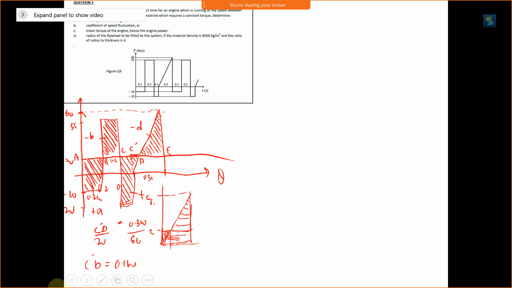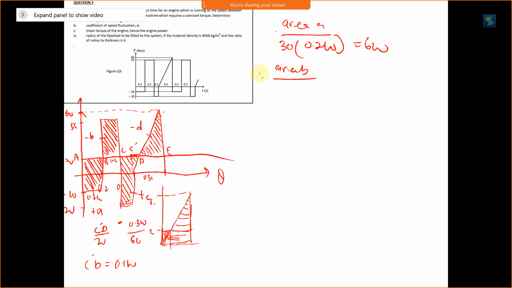Alright, so ada lagi tak yang unknown value? Tak ada lah. So kita dapatkan dia punya area masing-masing. So area A. So what is our area of A? Area of A is 30 times with 0.2 omega, which is 6 omega.